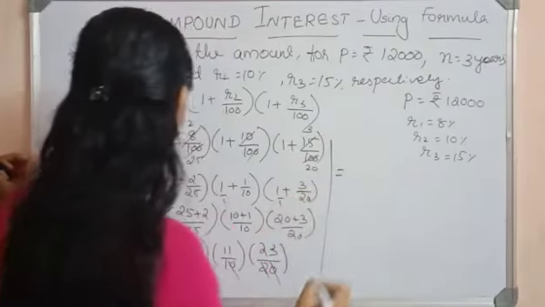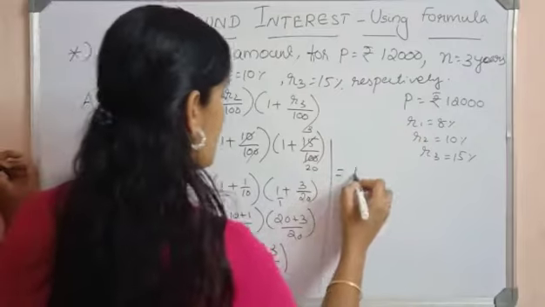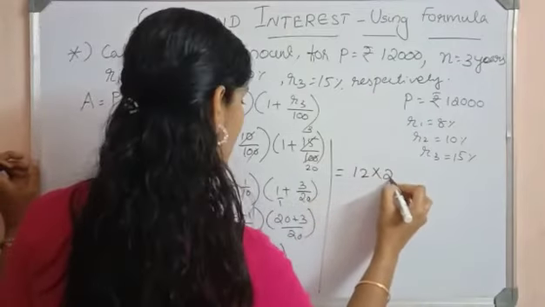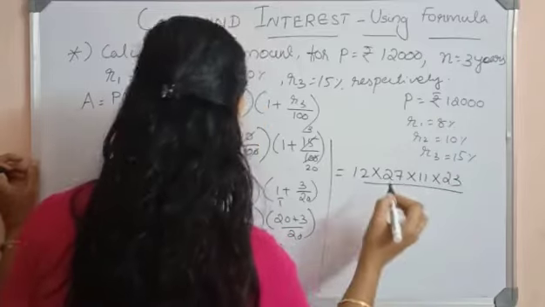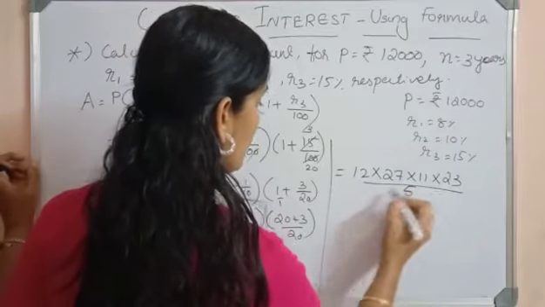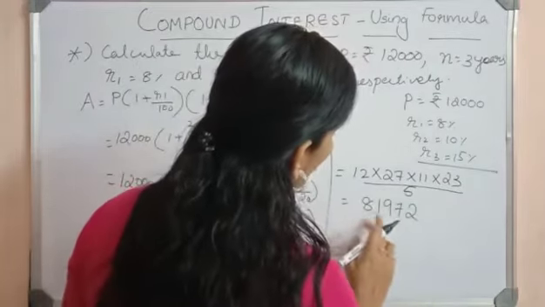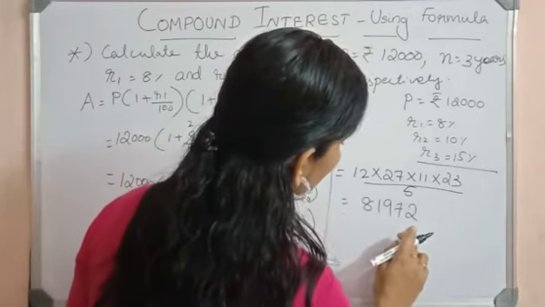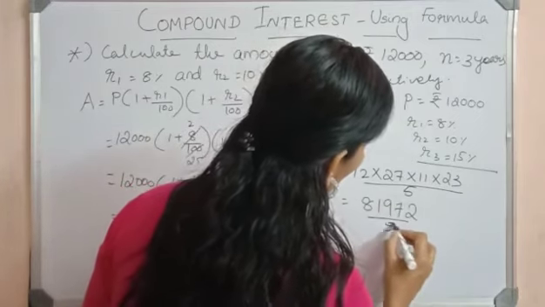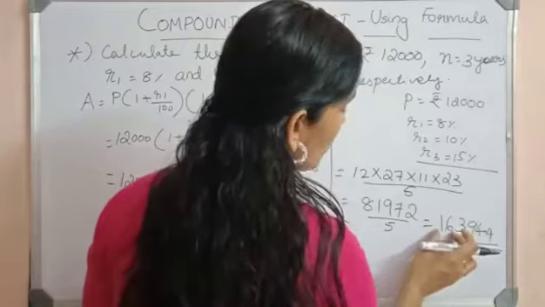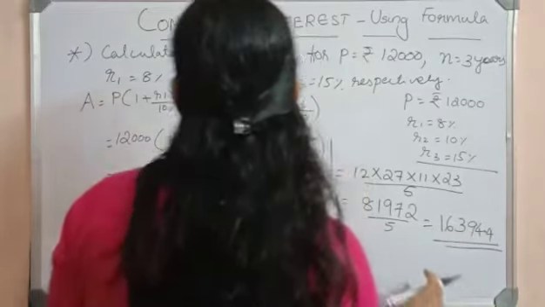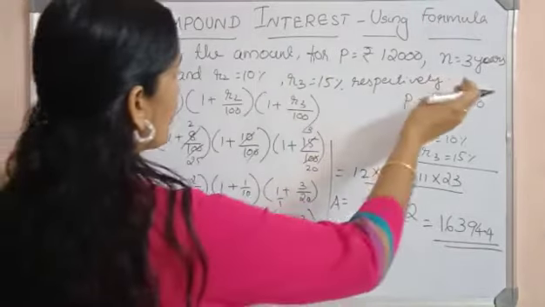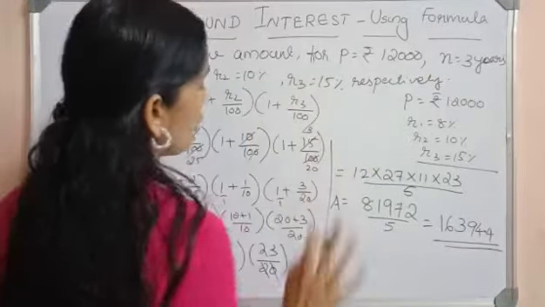and that is equal to 12 into 27 into 11 into 23 divided by 5, and that's equal to 81,972 divided by 5. This is the same as 16,394.4, and this is the amount received after 3 years with a different rate of interest.